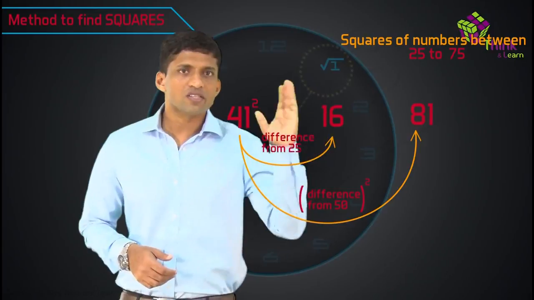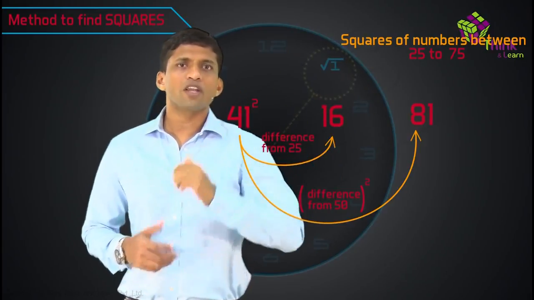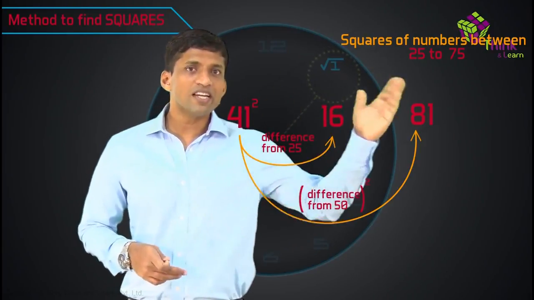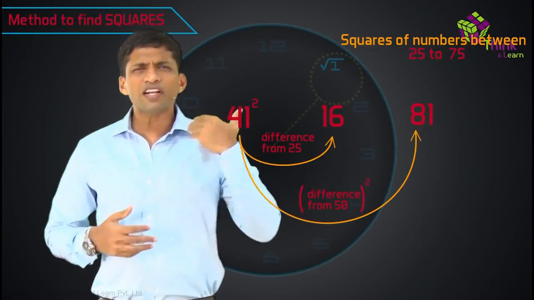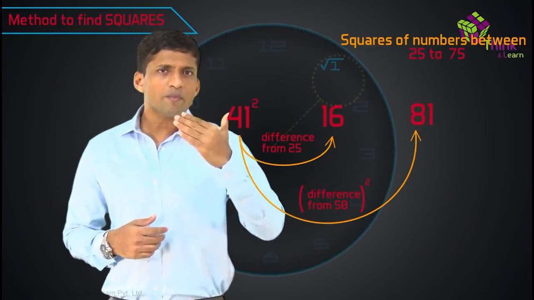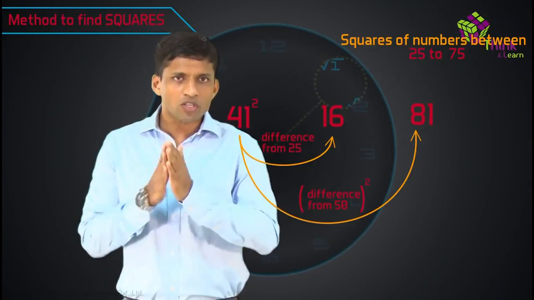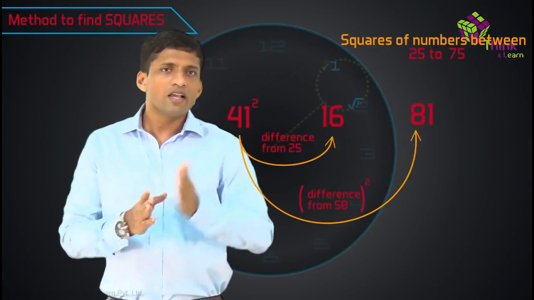You can do it in seconds. 1681 will be 41 square. Now, you can do it really fast, but now let me help you understand what this method is all about, so that all of you get it completely.